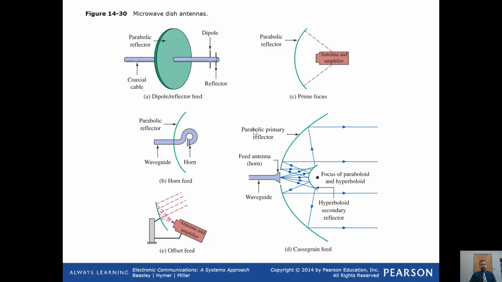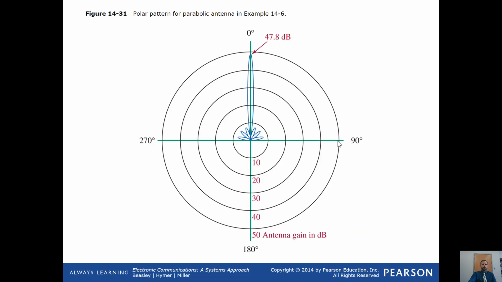Here are some microwave dish antennas. You've probably seen these in people's yards, on people's houses, or around in your travels. So here's your parabolic reflector, your coax cable, your dipole, your reflector, and here's a waveguide. Here's the horn feed, offset feed. There's some really neat physics behind how these dish antennas operate. That's a whole study unto itself, but interesting to see here.